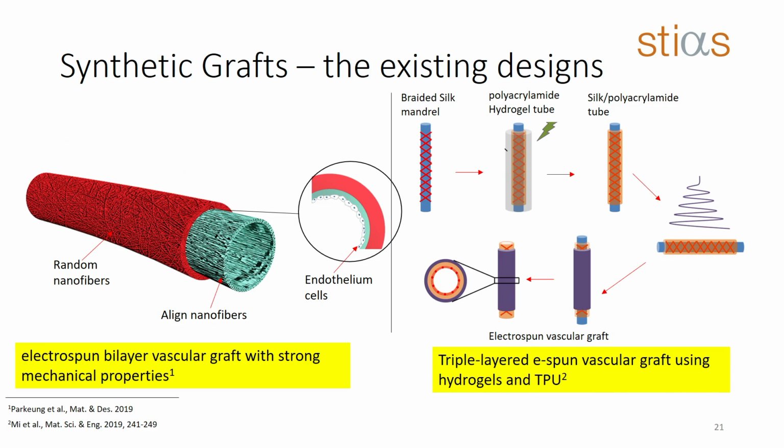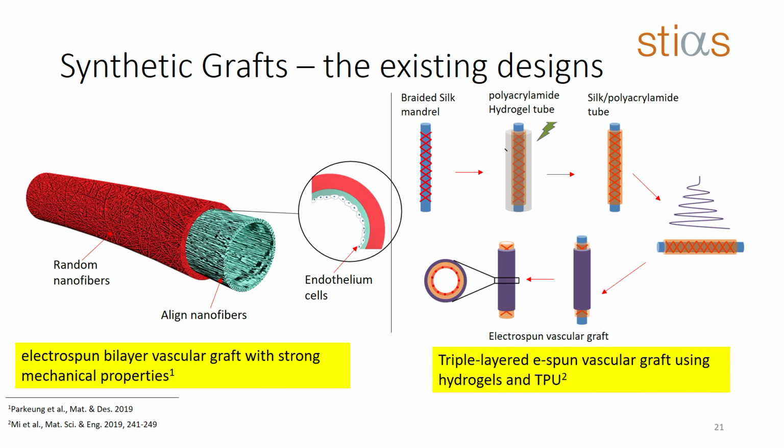Now, apart from those, there have also been grafts fabricated from electrospinning. Electrospinning has been one of the major production systems for vascular grafting. In one such case, a vascular graft has been produced by having random fibers on the outer side and aligned fibers in the inner, and then seeding cells at the interface or in the inner sections of the graft. This approach ensured a very strong product. The mechanical strength of these grafts was very much improved.